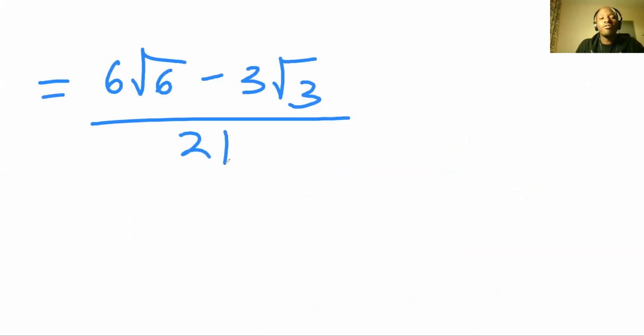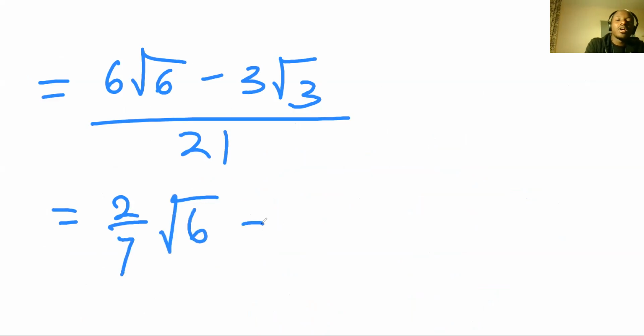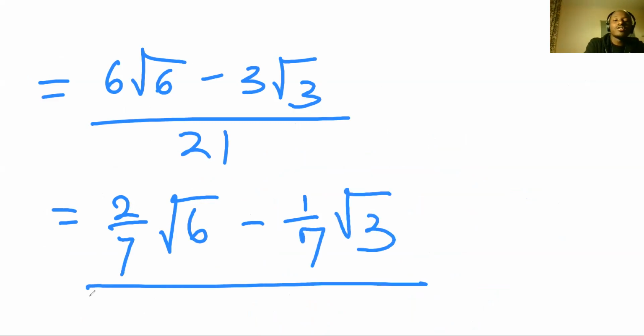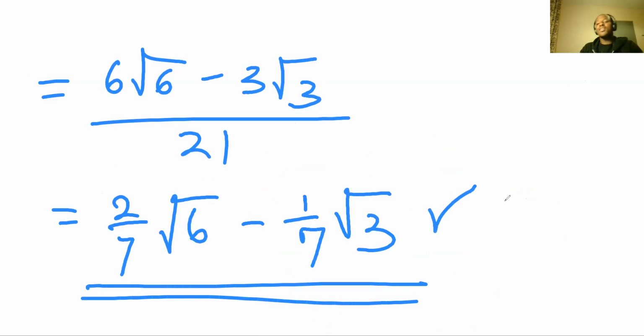This can be simplified further because 3 is common to both. So 3 into 6 is 2, 3 into 21 is 7 root 6, minus 3 into 3 is 1, 3 into 21 is 7 root 3. So you have your answer in surd form.